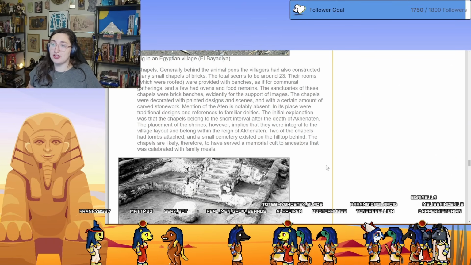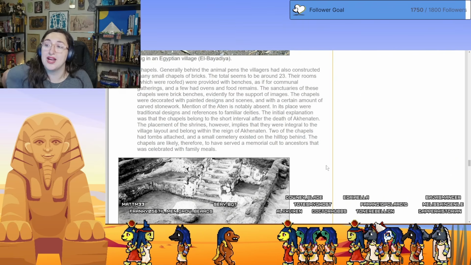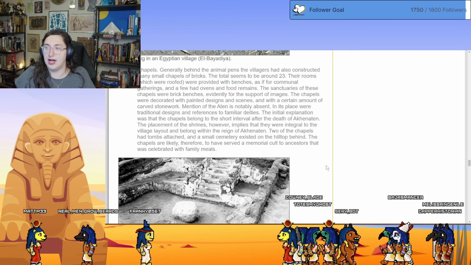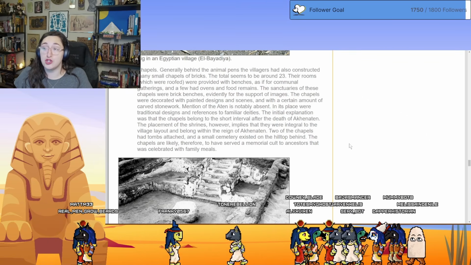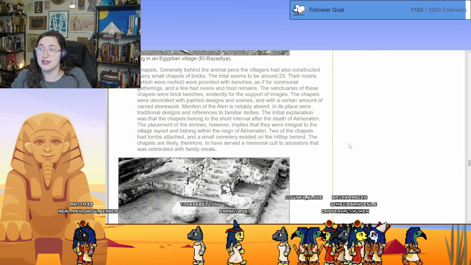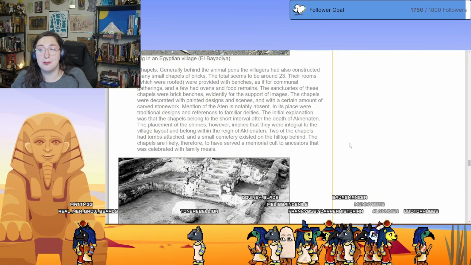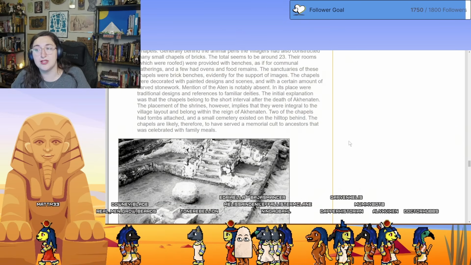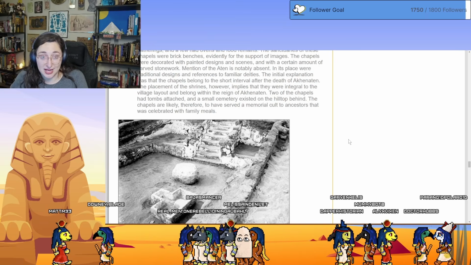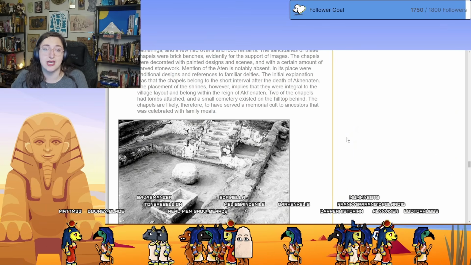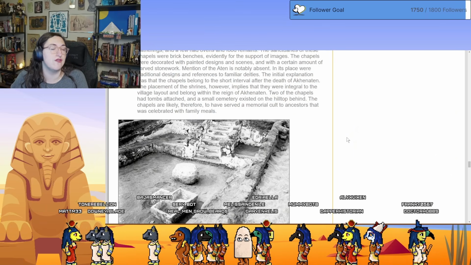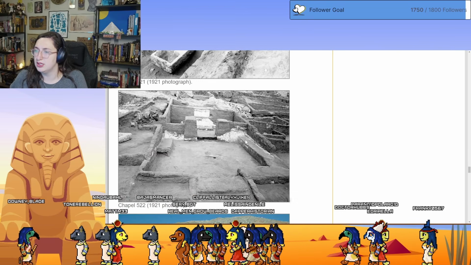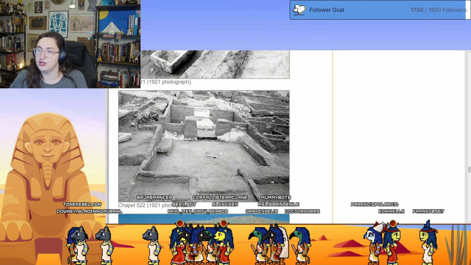The placement of the shrines, however, implies that they were integral to the village layout and belong within the reign of Akhenaten. Two of the chapels had tombs attached, and a small cemetery existed on the hilltop behind. The chapels are likely, therefore, to have served as memorial cult to ancestors and were celebrated with family meals. But most of them are still dedicated to the gods that have been essentially forgotten during the Amarna period. And here you go, some pictures of these small little chapels.